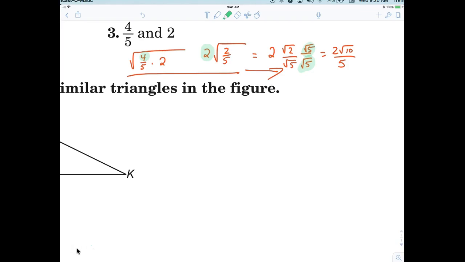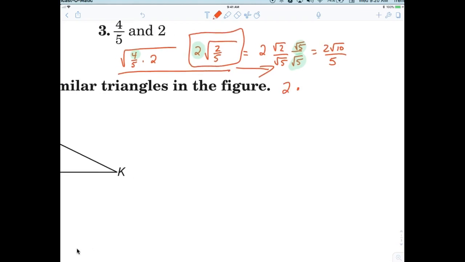Is it 2 radical 2 over 5 or 2 radical 2 over 5? Is the 2 in the denominator or not? Are you talking about this right here? So that is 2 times the square root of 2 over the square root of 5, which is the same as 2 radical 2 over 5, because you can make 2 over 1. Good.